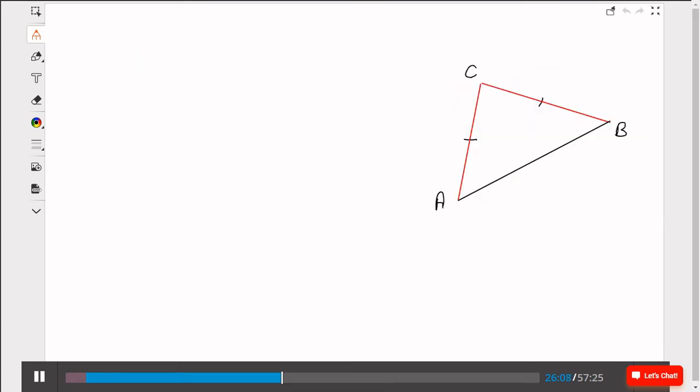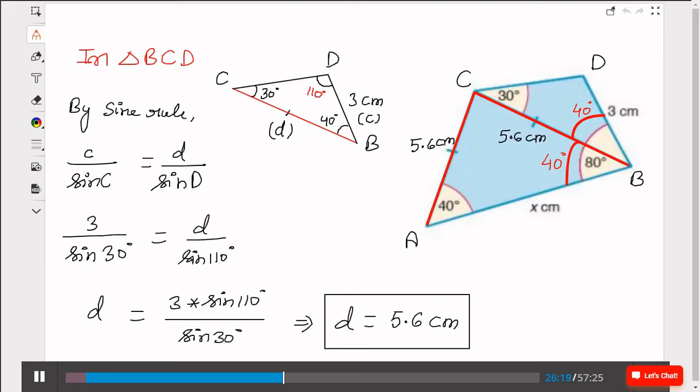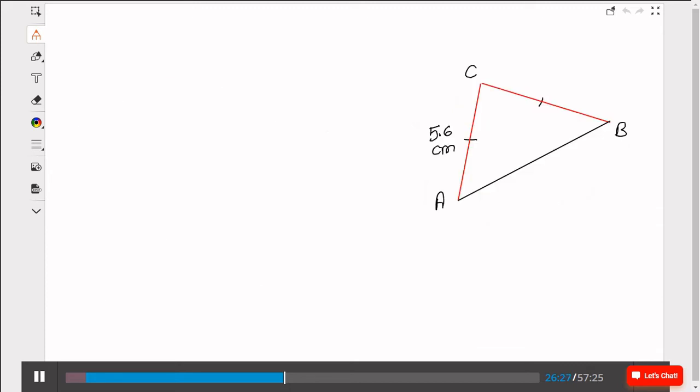Okay, x has to be obtained. It's not needed to even write this thing. That's okay, 5.6 centimeter is fine. Even if you write, there is no problem. 5.6 centimeter, this is called small a here, and we have x centimeter here, that will be called small c.